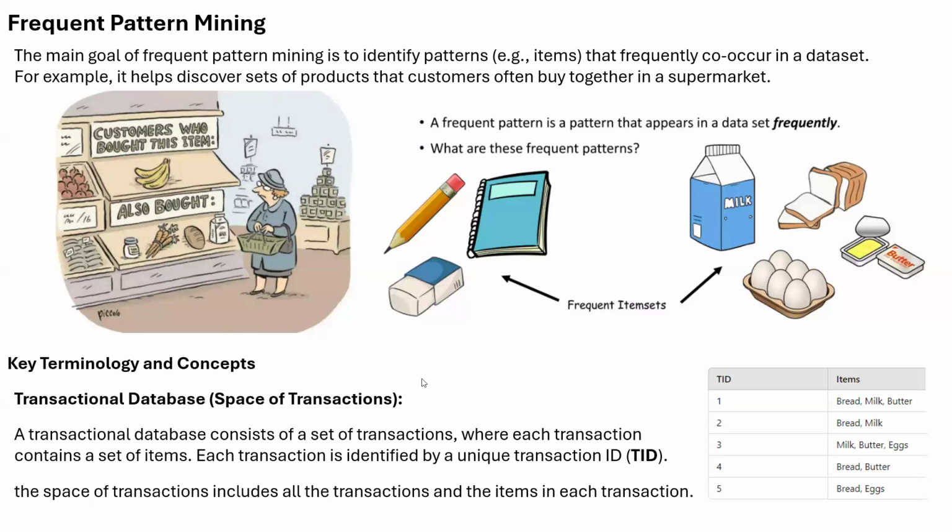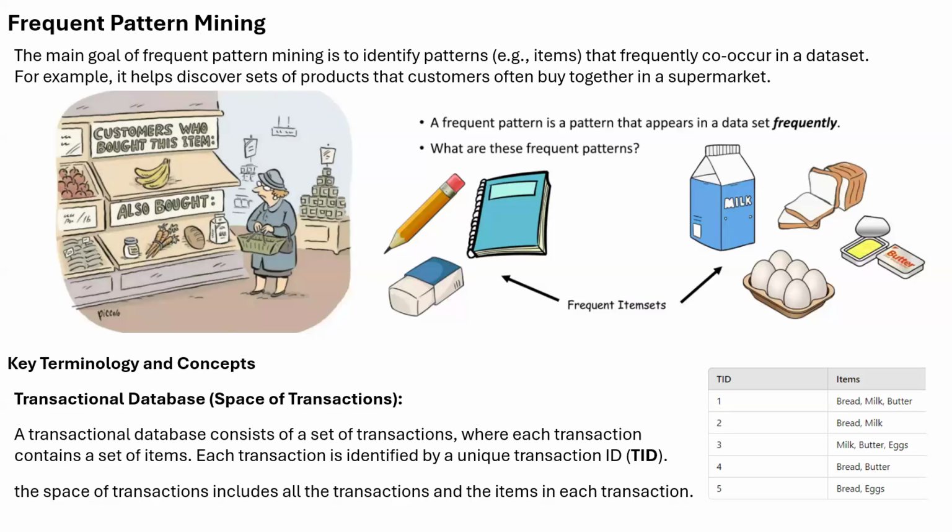So what is a transactional database? A transactional database consists of a set of transactions where each transaction contains a set of items. Each transaction is identified by a unique transaction ID. So this is the transaction ID of this particular transaction. In this transaction, the customer has bought three items, which is bread, milk, and butter. The space of transactions is nothing but all the transactions. We always use this transactional database to derive the relation between different items that customers usually buy.